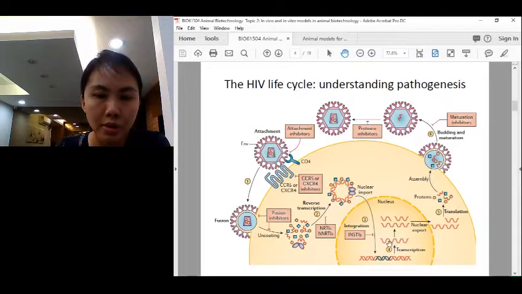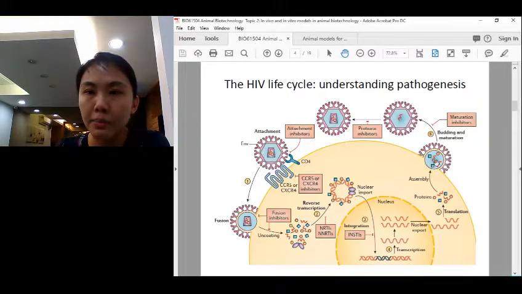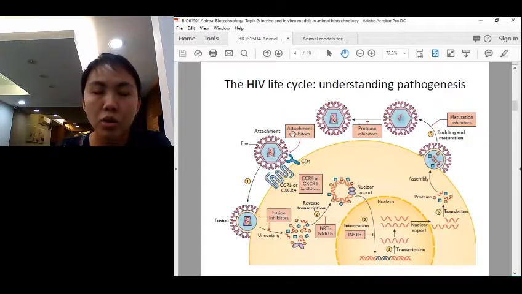From there, the viral DNA will be transcribed and translated, where they will be assembled into new viral particles again. So this assembly process will involve budding and maturation. There are a lot of boxes here, as you can see. These are all the therapeutic treatments used to inhibit HIV replication. Although there are no fully effective treatments so far, these are some of the therapies available, although they cannot fully control HIV replication.